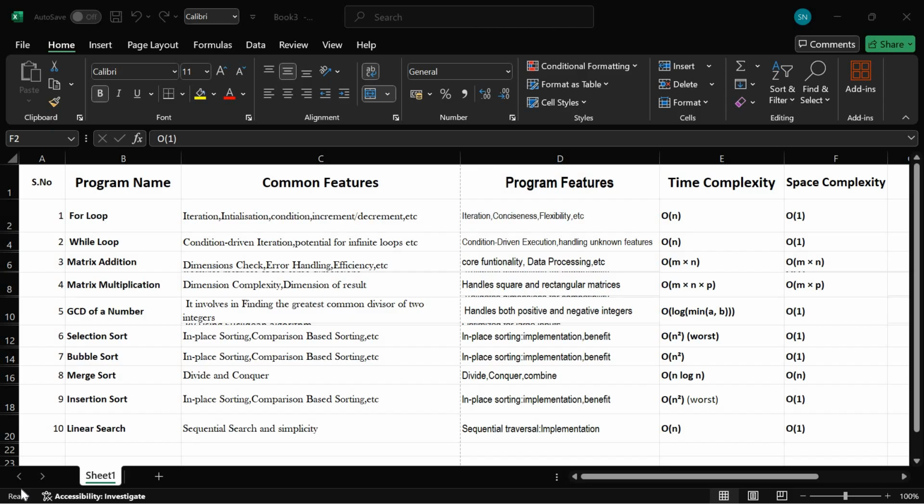Now let's discuss sorting algorithms. Selection sort finds the minimum element in the unsorted portion and swaps it with the first unsorted element. Time complexity is big O of n squared. Space complexity is big O of 1.